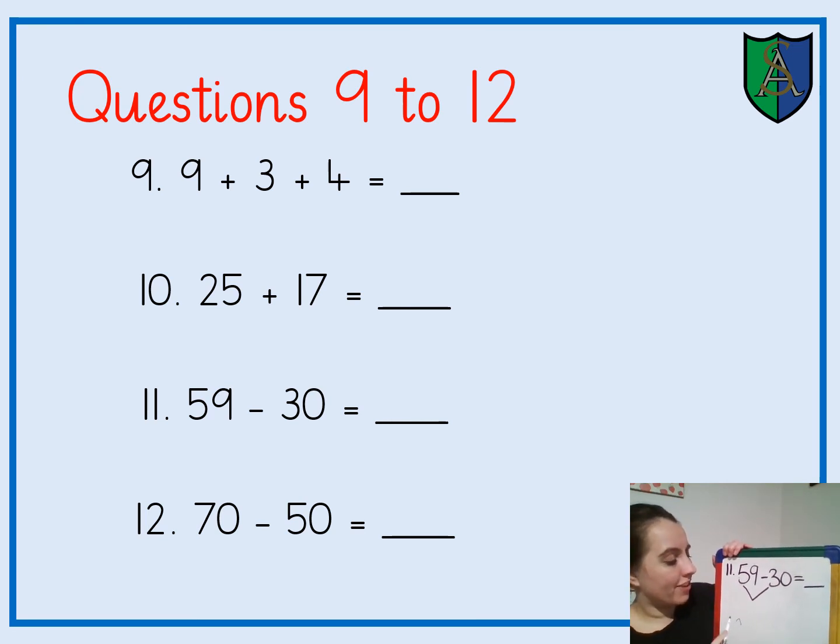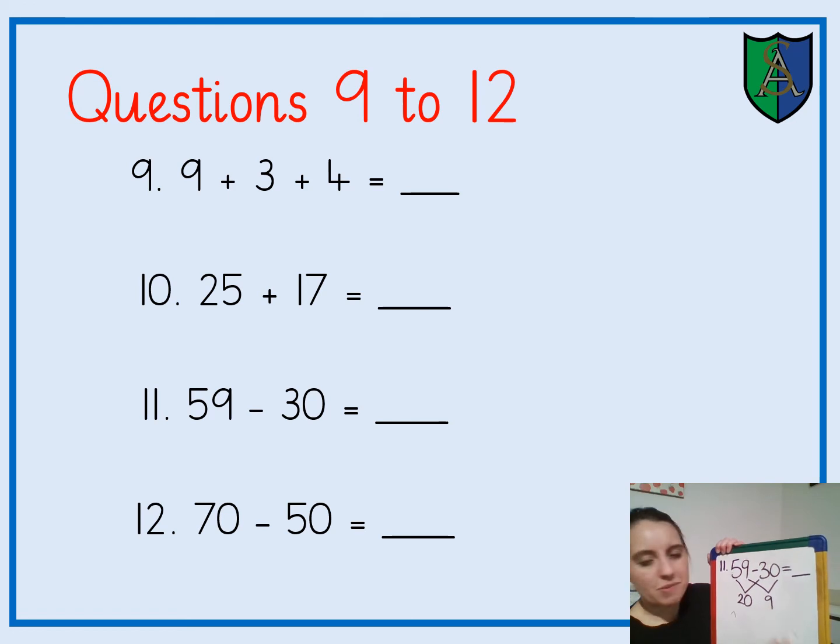So 5 take away 3 is 2. So 50 take away 30 is 20. Brilliant, okay? And then over here we've got our 9 take away 0. So 9 take away nothing at all. If I've got 9 pencils and I take away none, then I will have 9 still remaining.